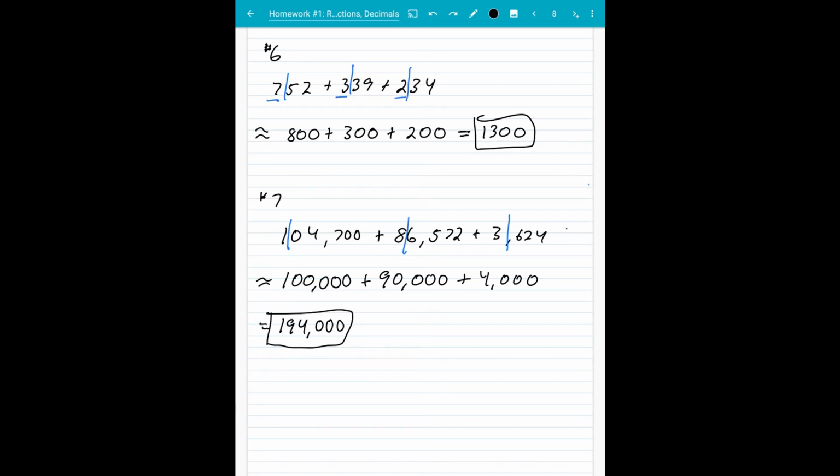So if you added up 752 plus 339 plus 234 for the first problem, this one would actually equal 1,325. Whereas for this one, if you added up 104,700 plus 86,572 plus 3,624, that would give you 194,896. So this one right here was off by like 25. This one right here was off by 896. Obviously more, because the numbers were rounded more harshly in the second one.